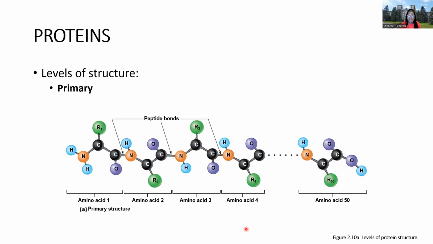Now, proteins can have different levels of structure. We've got a primary level, a secondary level, a tertiary level, and even a quaternary level. This is basically the level at which we're having interactions of that molecule. The primary level of the protein is always going to be the peptide bond. What amino acids are joined together to make this structure? That's the primary level of the protein structure. We can see that happening here by way of the peptide bonds that are formed between these individual amino acids.